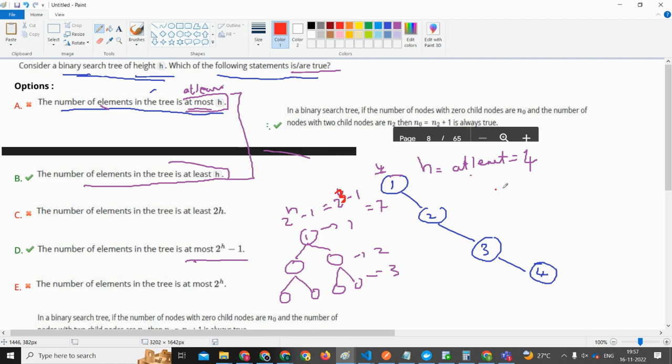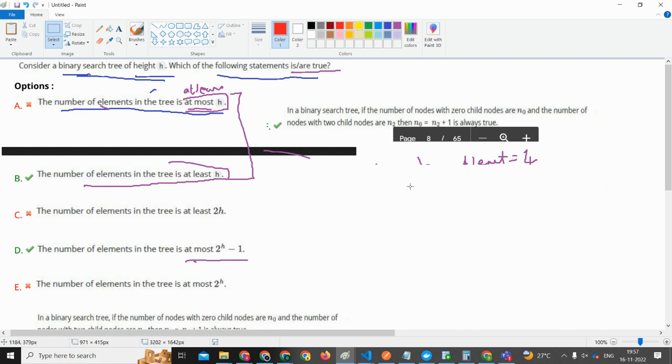It's not about a rule. The rule is saying, if I have height equal to 4, the maximum number of elements that a binary tree of height 4 can have is 7, 2 power h minus 1. No, it's not 7. 2 power 3 minus 1 is 7. Sorry, it's 15. Right.